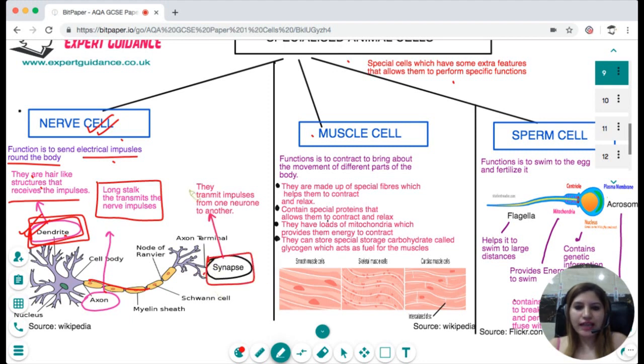Now, what is a synapse? They transmit the nerve impulses from one neuron to another. So the structure goes like this. It has a nucleus, hair-like structures, a long stalk, and at the end it has the synapse.